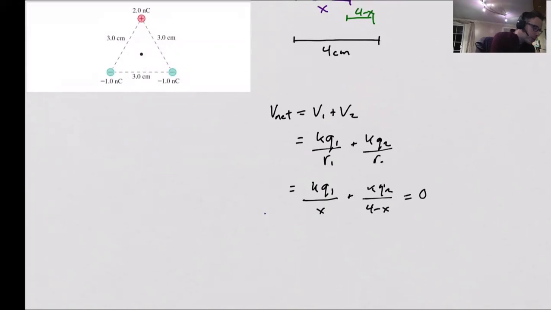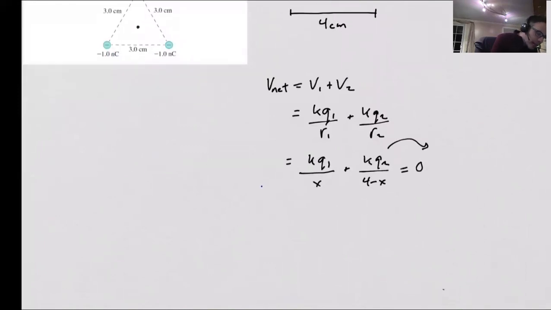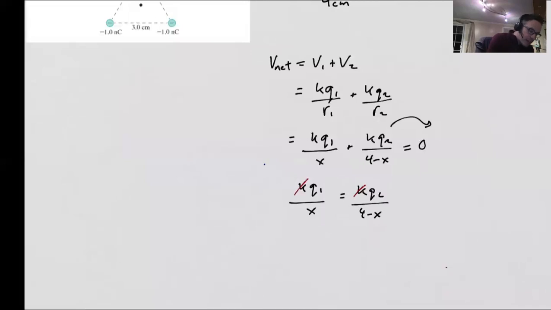Let's move this whole term to the other side by subtracting it, so that we get kQ1 over x is equal to negative kQ2 over 4 minus x. Now, upon doing this, how are we going to get the x's upstairs? We're going to cross multiply. But before we do that, we have a k on both sides so we can cancel out the k's. This leaves us with 4Q1 minus xQ1, that's distributing out the left-hand side, is equal to Q2 times x.